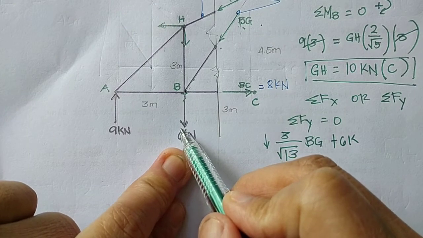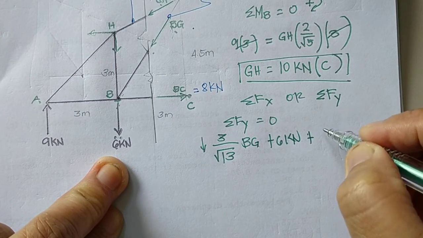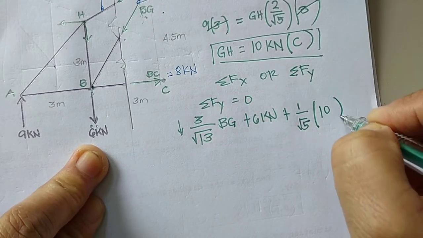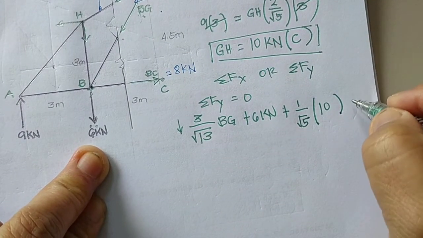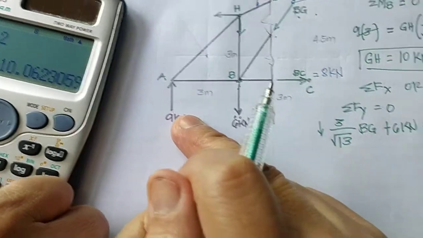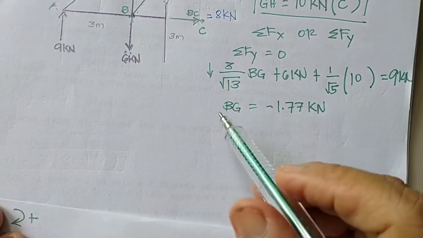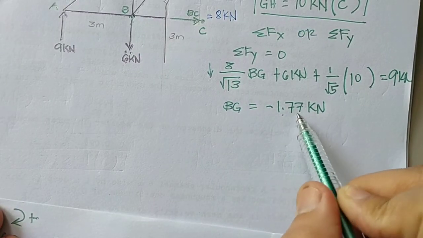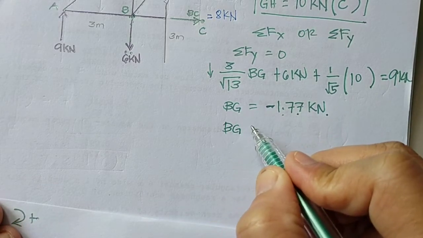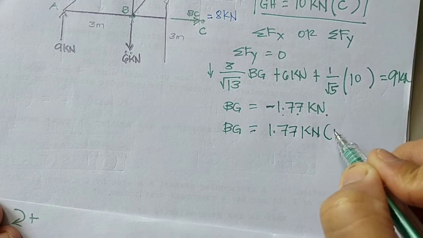Then another going down is GH multiplied by 1 over square root of 5. The value of GH, as computed, is 10. So equals 9 kilonewton. That's the only going up force. So the value of BG is equals, so the result is negative 1.77 kilonewtons. Since it is negative, the member BG is not compression but instead it is tension. 1.77 kilonewton, BG is tension.